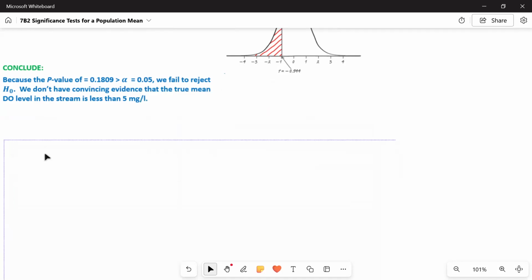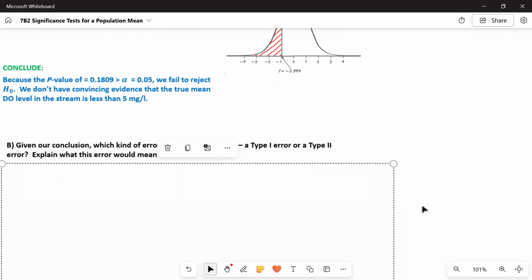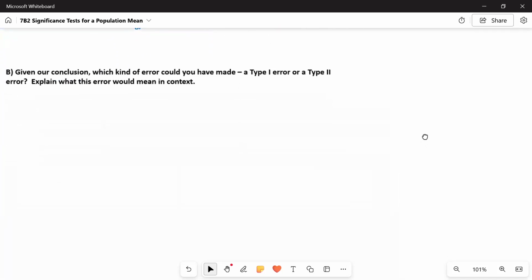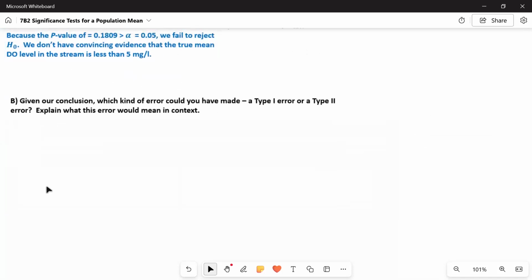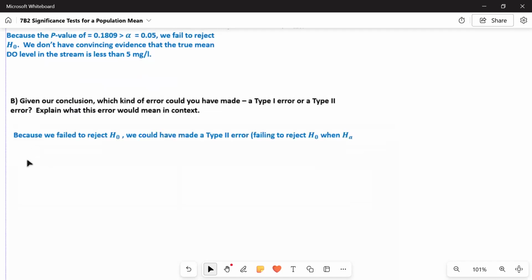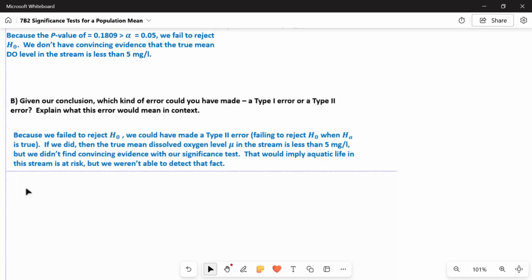Next thing we had to do was answer the question, given our conclusion, what kind of error could you have made, a type 1 or type 2 error? Explain what the error would mean in context. Well, since we failed to reject the null, we could have made a type 2 error. In other words, failing to reject the null when the alternative is true.